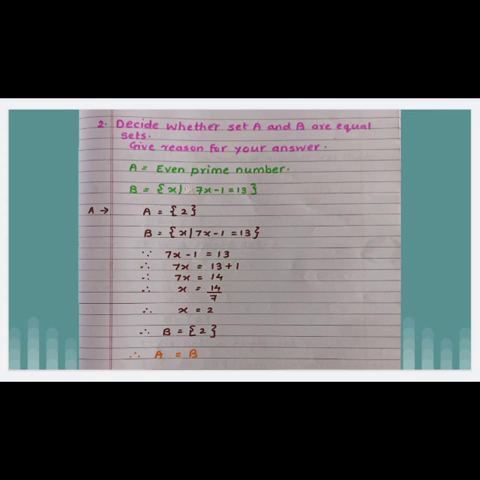That means they given the condition. The condition is an equation. So we need to solve this equation, that is 7x minus 1 is equal to 13. To solve the equation, we always keep letter terms on the left hand side, number terms on the right hand side. So minus 1 shifted to the opposite side, it becomes plus 1. So therefore 7x is equal to 14.